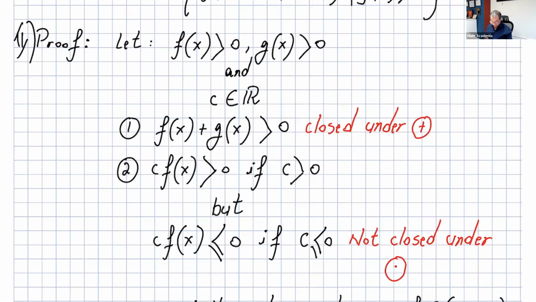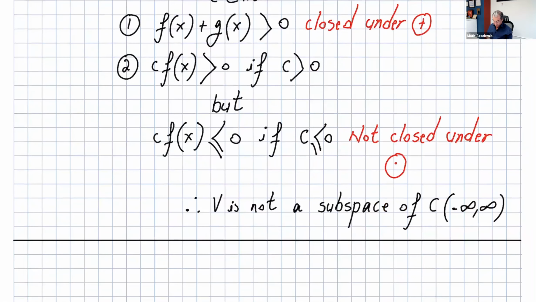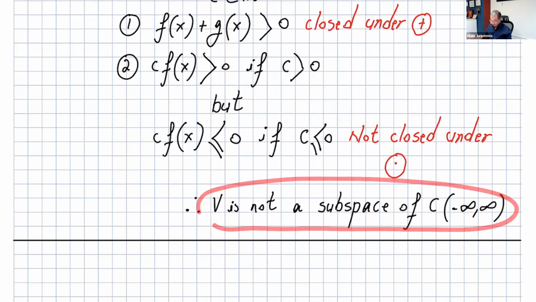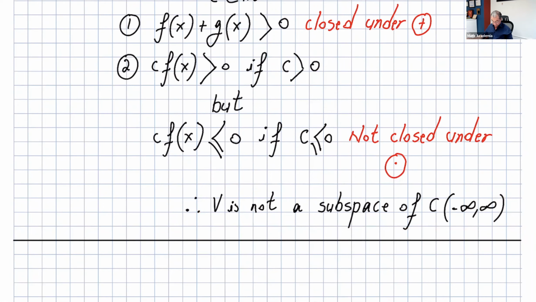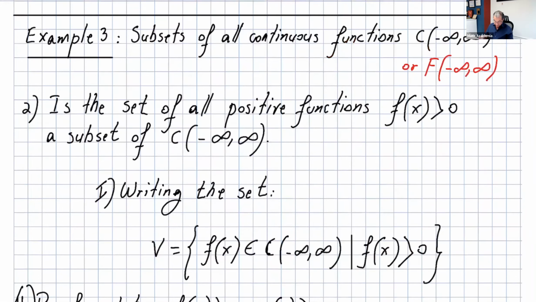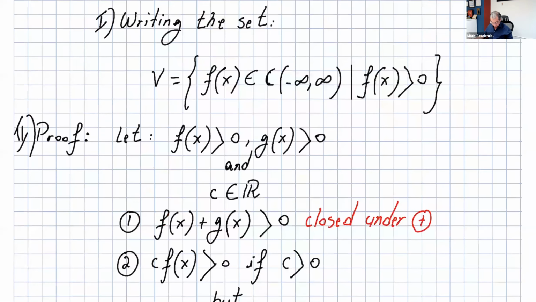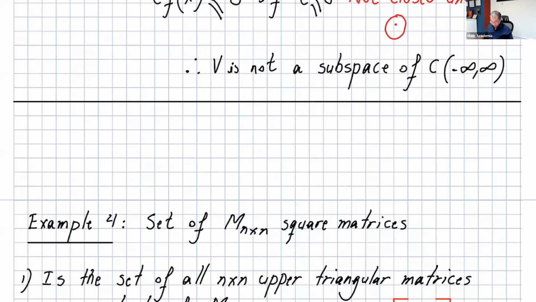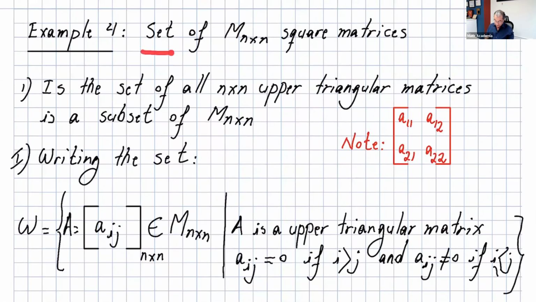c times f(x) is greater than 0 if c is positive. However, c times f(x) will be less than or equal to 0 if c is less than or equal to 0. So this is not closed under scalar multiplication. Right away you can write the conclusion that it's not a subspace of all continuous functions. Here I'll call that V or W, it doesn't make any difference. That's why I wrote two different notations.